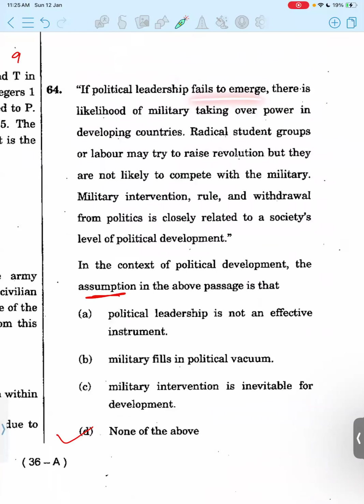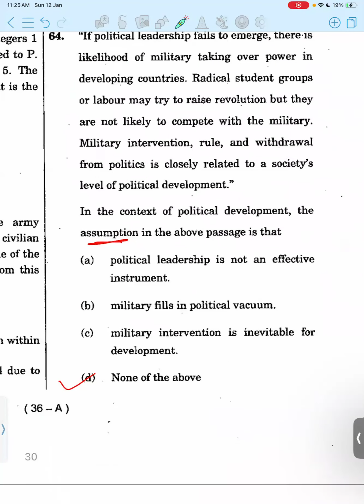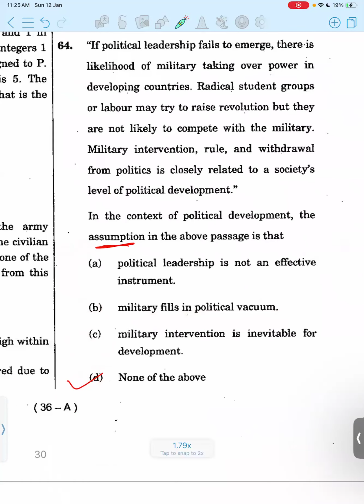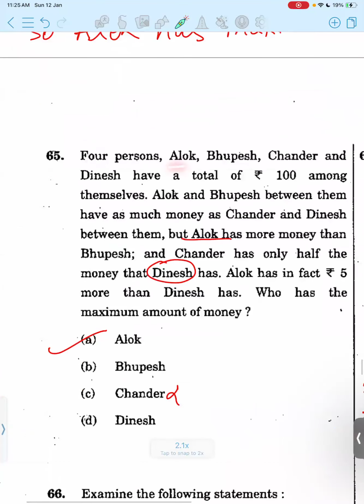Now we have again a small passage. We have to identify which can be the assumption on the basis of it. So I believe none of them fits. So option D should be correct. Option B. Option B, military fills in the political vacuum. Yes, Mansi. Okay.